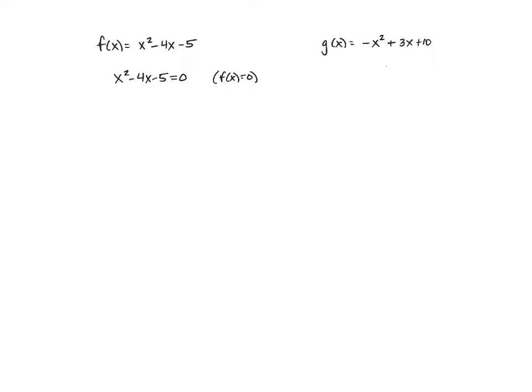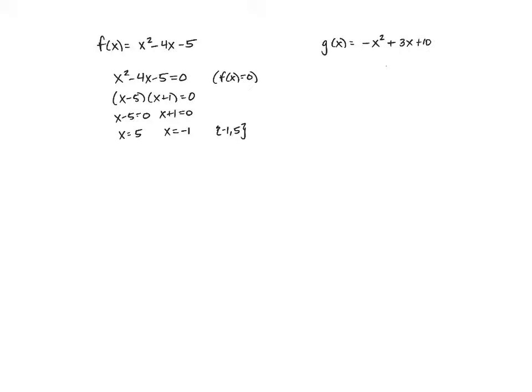So this is one that we can factor. So we could factor this to x minus 5 times x plus 1 equals 0. Solving this by setting each of our factors equal to 0, we get two solutions, x equals 5 and x equals negative 1. Or we could also write this as a solution set using our curly brackets.